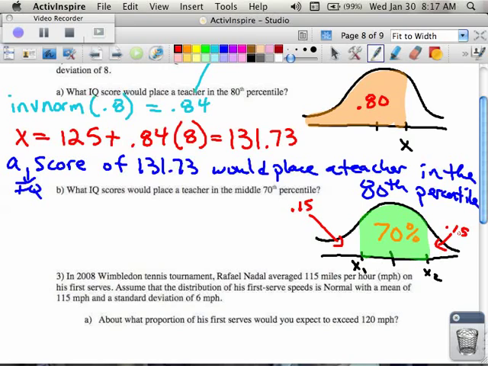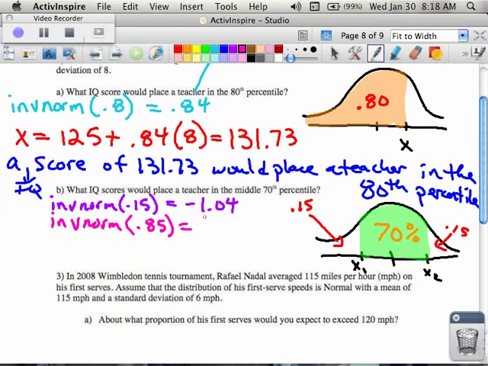So I could do inverse norm of 0.15, which would give me negative 1.04. And from our previous problem, we know that since this is symmetric, you should see the other score be positive 1.04, right? So if I go inverse norm, and this time it would be 0.85, I should get 1.04.